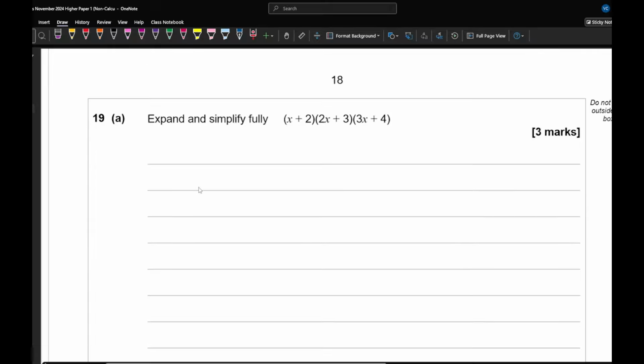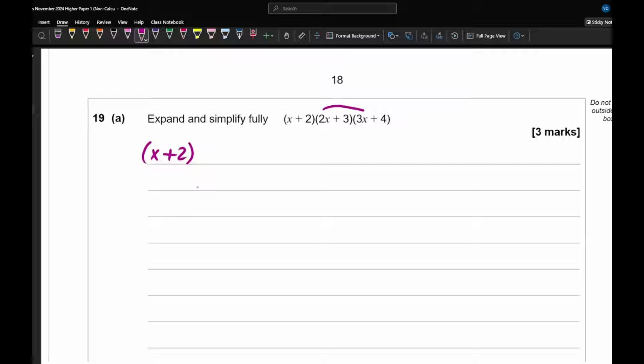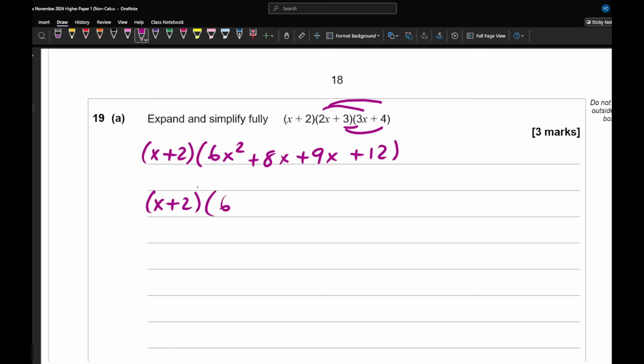Moving on to question 19a, it says expand and simplify these triple brackets. So the first thing I'm going to do is expand these two brackets here. If I do that, I end up with 6x squared plus 8x plus 9x plus 12. And if I simplify that, I get 6x squared plus 17x plus 12.